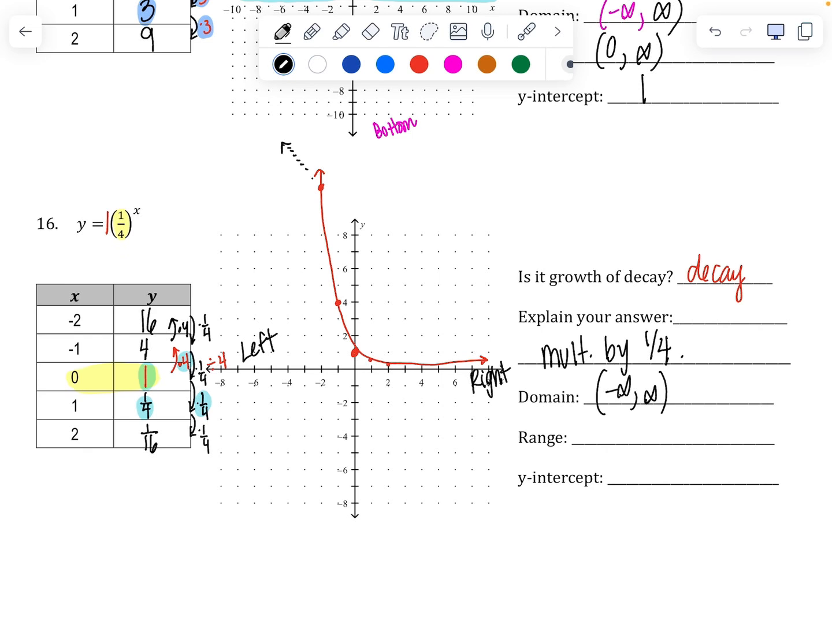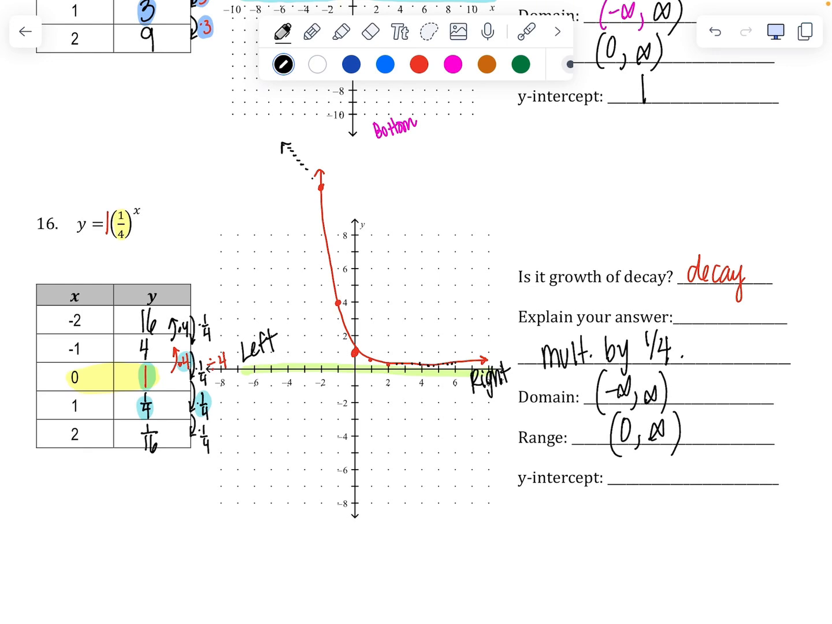And then what about for the range? Since we know we can't cross the y equals 0 line. Anybody want to give this a try? 0 to infinity. Just 0, parenthesis, right? We don't equal 0, but we can get really close to it, to infinity. Right? We get a bunch of these outputs really close to 0. They're getting smaller and smaller and smaller. But we don't equal it.